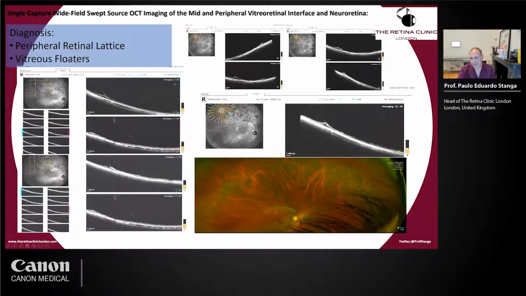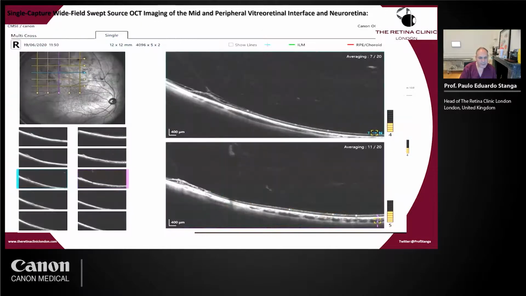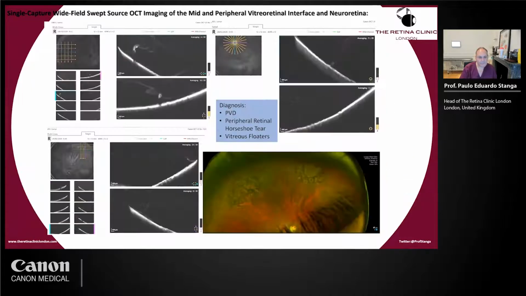You can see even a tractional detachment. You can see the vitreous strands attached, as we would expect from histopathology, and perhaps a slightly elevated internal limiting membrane. This is in a patient with symptomatic lattice, with floaters and photopsia, no visible tears, and no tears on the scans. So the scans are very reassuring in this case.